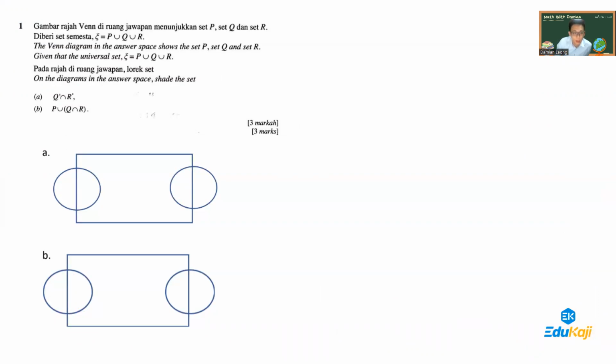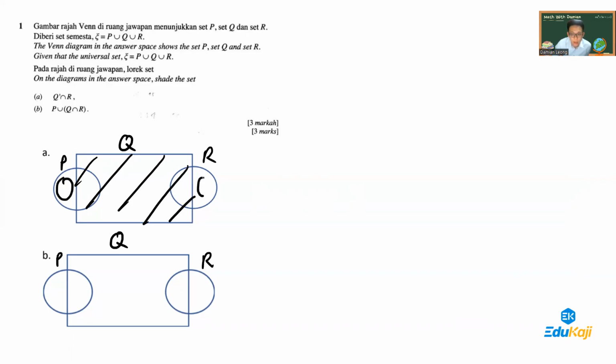First one, Q complement intersect R. Q complement. So this is P, Q, and R. Q complement means outside of Q. Outside of Q means I have to exclude this whole box. So outside of Q means it can be here, it can be here. But out of these two, the part that intersects with R is only this circle here. So ignore this one. The shaded region is this part. So we shade this region.